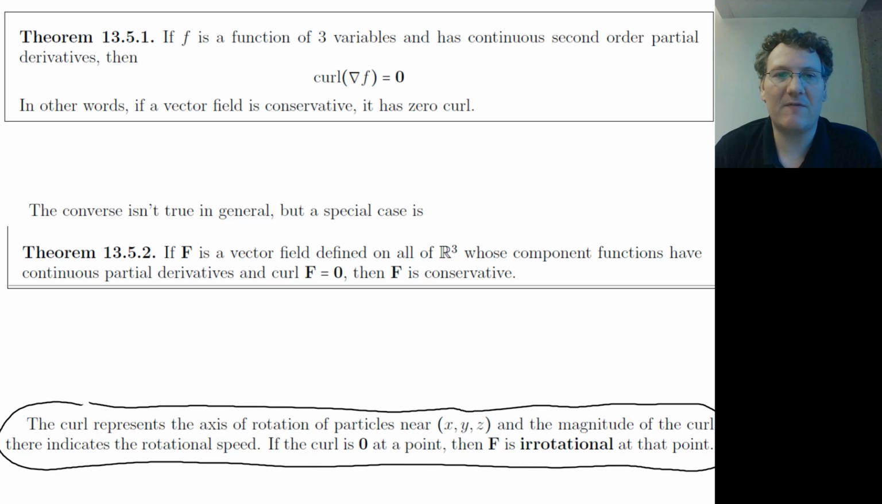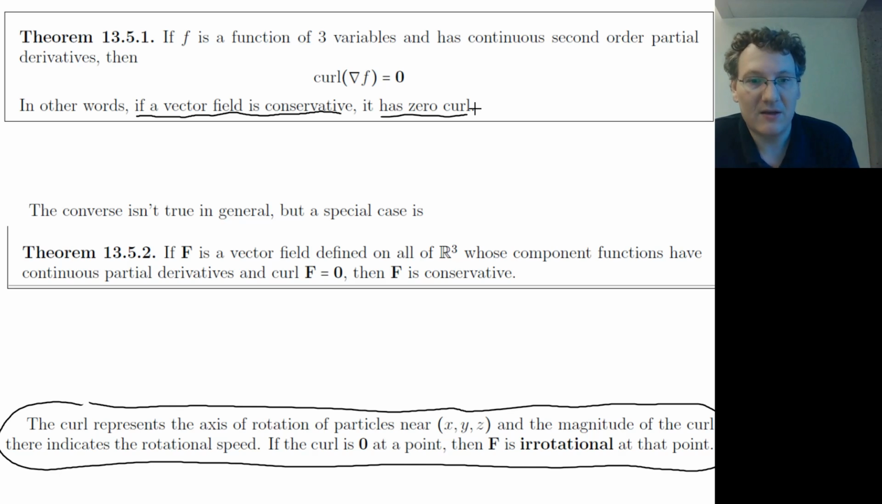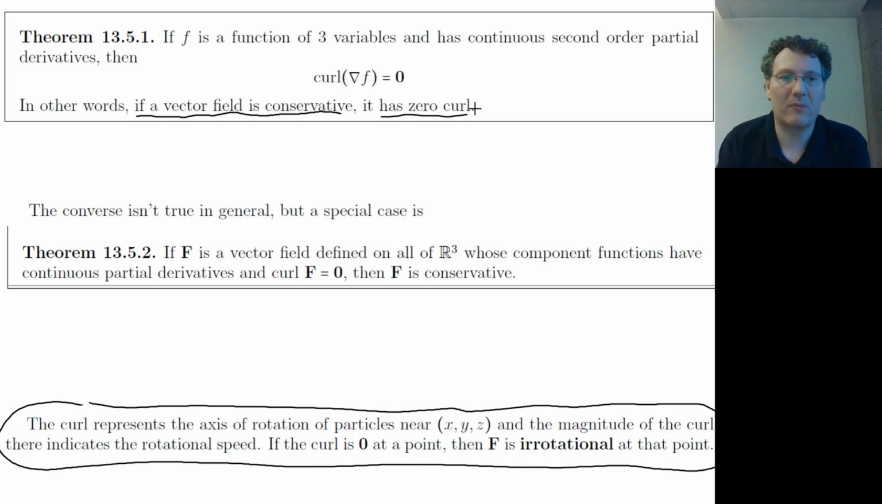So if a vector field is conservative, this is really the bottom line. Well, it literally is the bottom line of this theorem. If capital F is a conservative vector field, it has zero curl. In particular, gradient fields are conservative vector fields, so the curl of a gradient field is always zero. Now the converse isn't always true. If a vector field has zero curl, it doesn't necessarily mean that it's conservative.